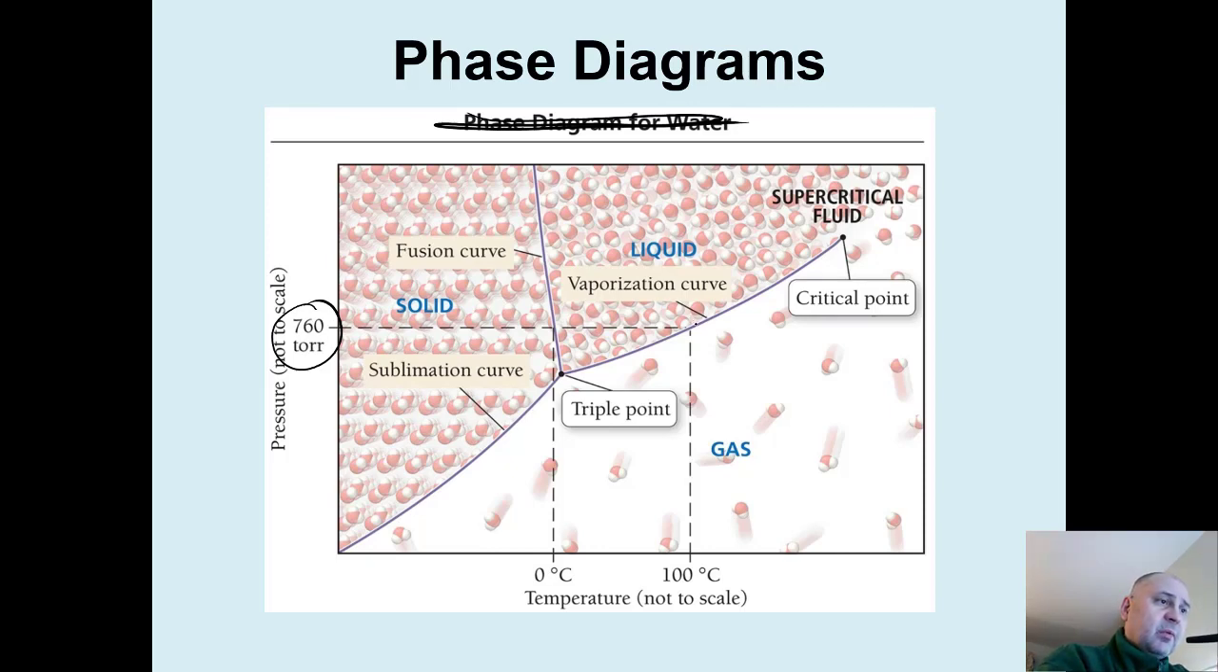All right, and so when you hit this curve here, which is the line between solid and liquid, that would be the fusion curve, and that means that's where melting and freezing occurs. So depending on which way you're going, right? This is melting, and this is freezing. Okay, and so we know here this is 0 degrees, and then you keep going until you hit the curve between the gas and the liquid, and that's where your boiling point is.